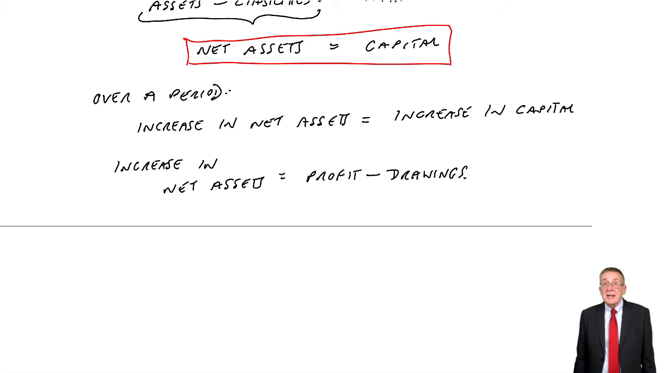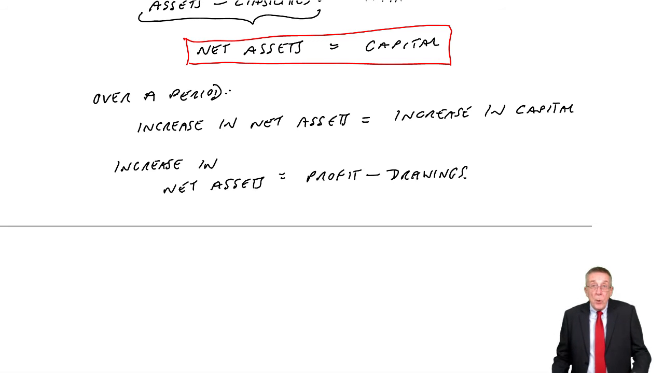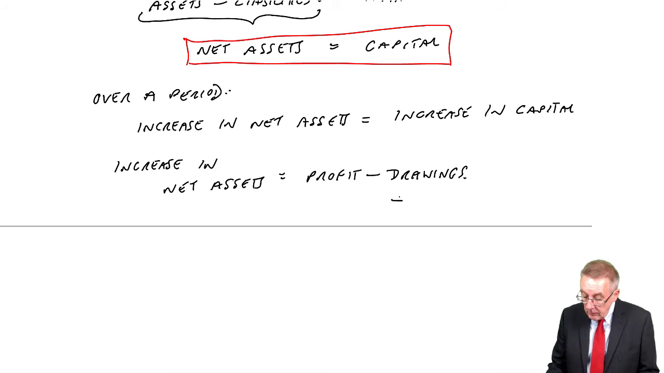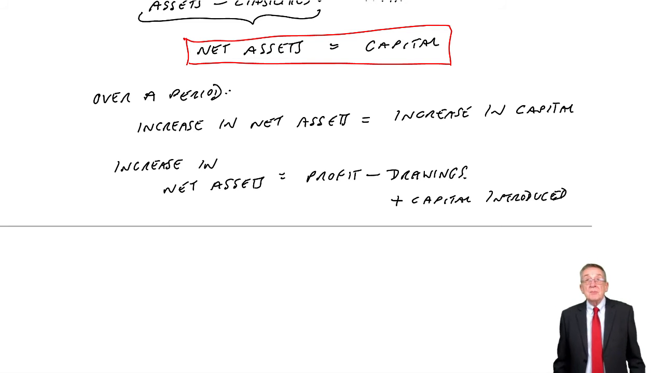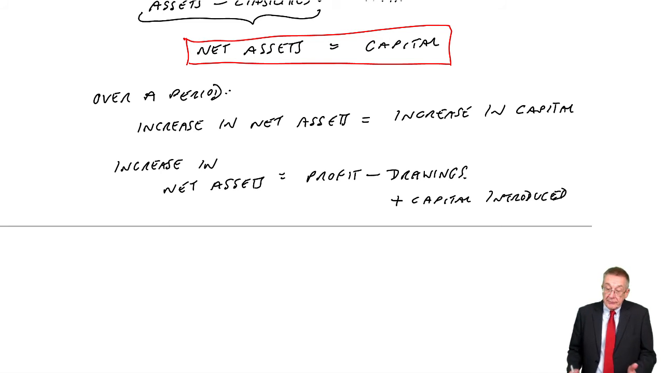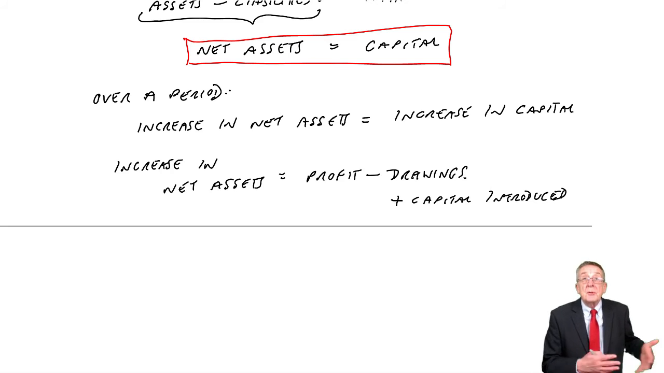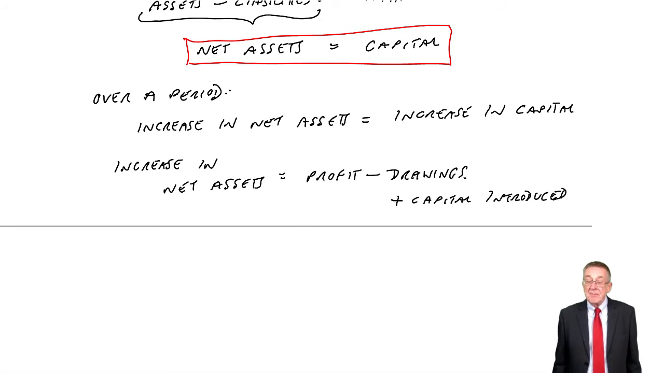There's only one other reason why the total owing to the owner can change, and that is if they put in more money. We call it capital introduced. If the owner puts in more money, there's more owing to the owner, and of course, if they put in more money, there's more cash, so there's more net assets.